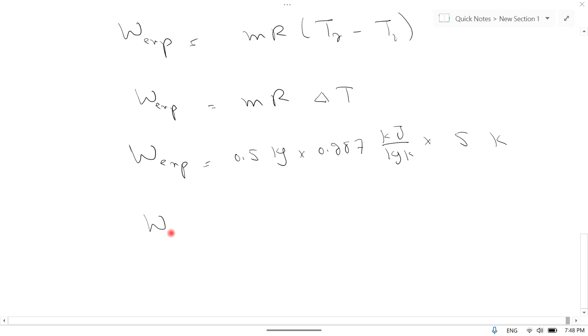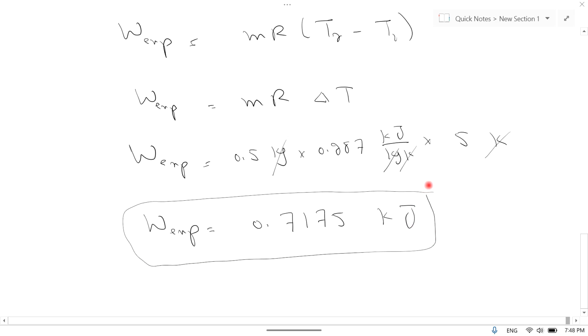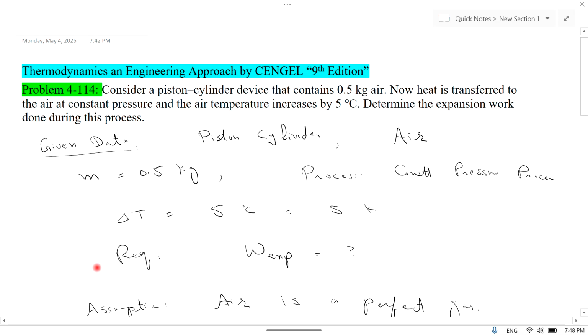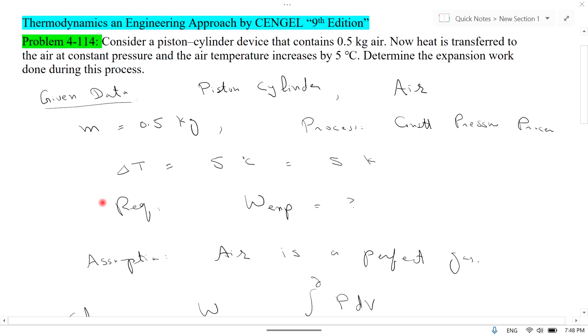So simplify this, and the work of expansion is equal to 0.7175. Kilogram is cancelled with kilogram, Kelvin is cancelled with Kelvin, so the unit is kilojoule. So the work of expansion during the heat added to the system is 0.7175 kilojoule. So this is the end of problem 4-114.